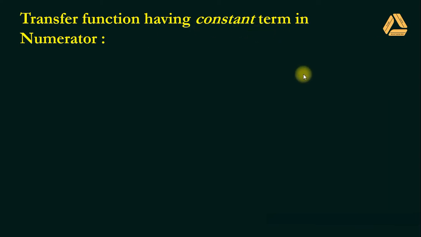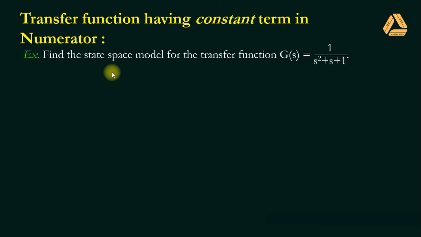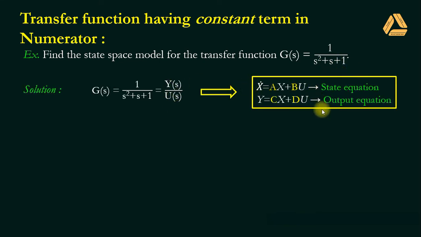Transfer function having constant term in numerator. I have given an example where G of s is equal to 1 by s square plus s plus 1. Here I am going to take this transfer function and convert it into the state space model. The state space model requires the extraction of the state equation as well as the output equation. You have to form these two equations from the given transfer function. So the given transfer function is 1 by s square plus s plus 1, which is nothing but the ratio of output by input in the frequency domain, given by Y of s divided by U of s.